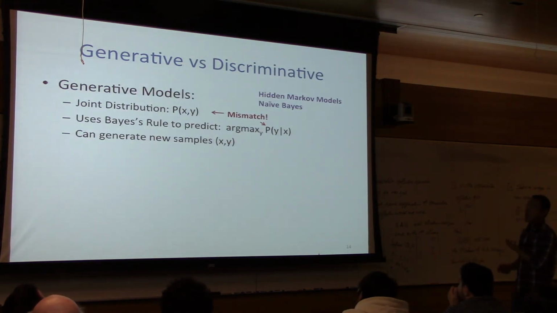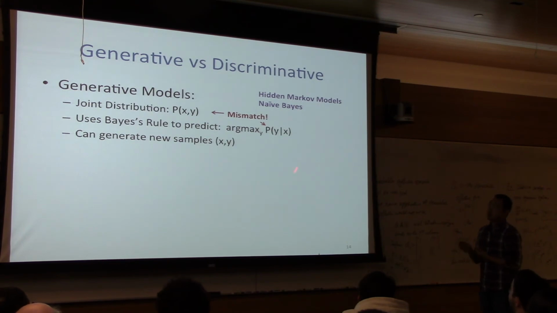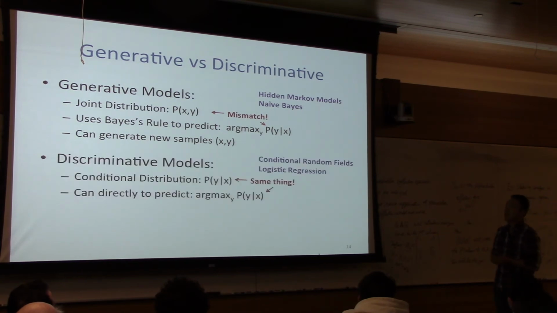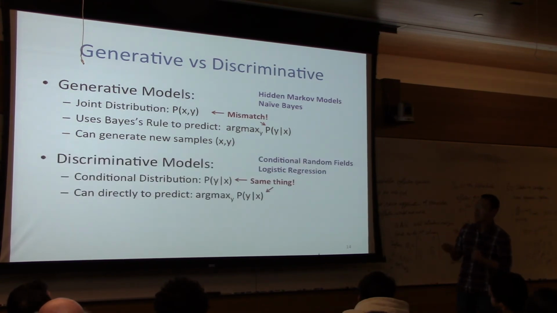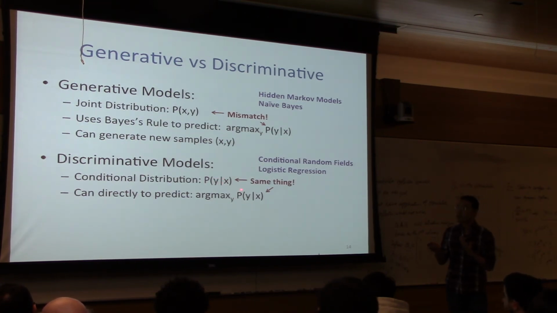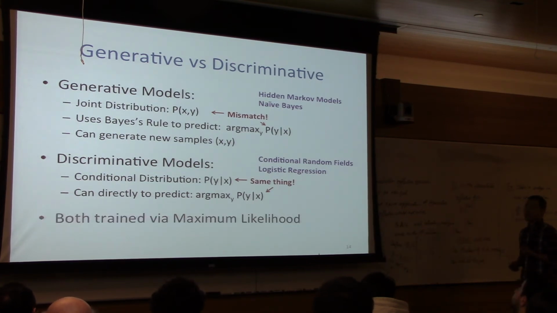So generative models model the joint distribution, and use Bayes rule to predict the most frequent prediction task. One benefit is they could generate new samples. They could also fill in missing values. Examples include Markov models and Naive Bayes. Discriminative models directly model the conditional distributions. They cannot model the joint distribution. They only model the conditional distribution. But whatever you learn is used to directly make predictions on the most common prediction task. These include conditional random fields and logistic regression.